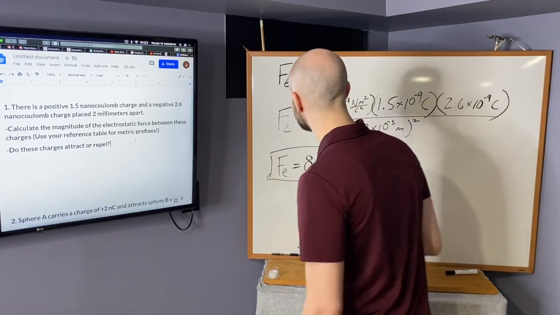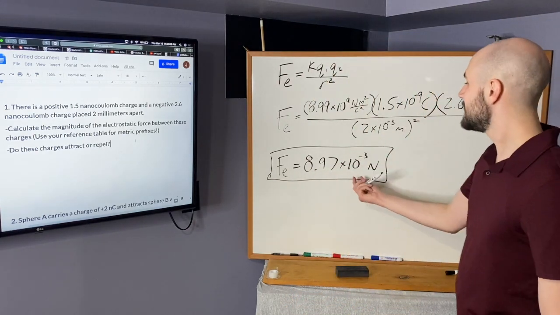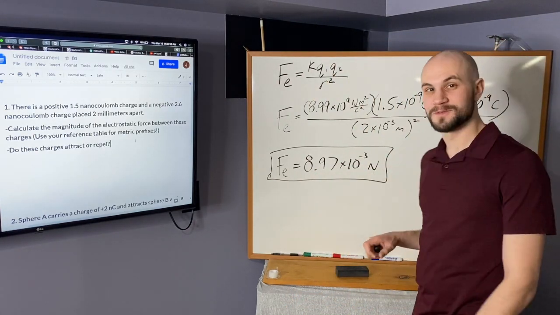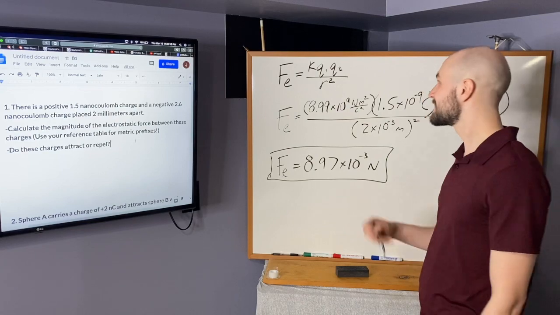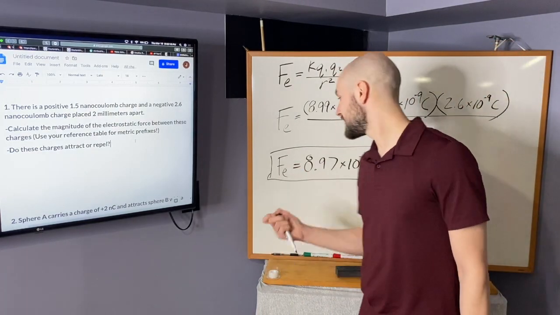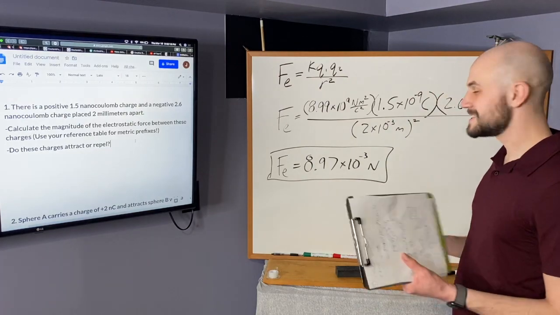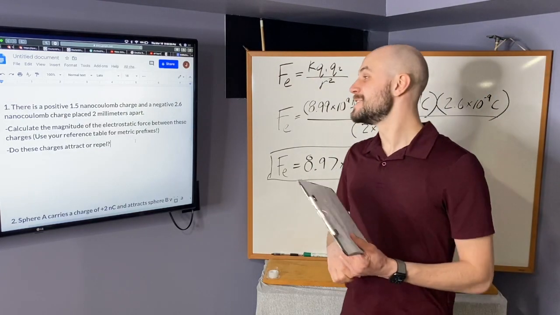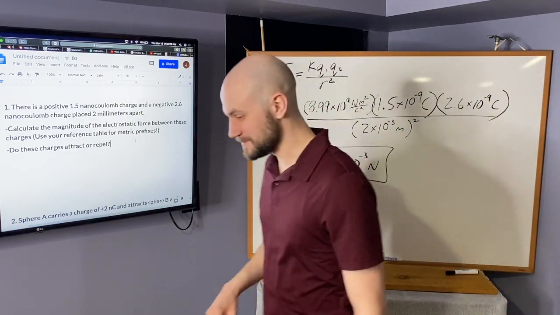You can keep things in scientific notation reporting your answer. This is technically 8 millinewtons, 10 to the minus 3rd. So that's your answer for number 1. Plugging in what we know, carefully calculating it out, we get a force of 8.97 times 10 to the minus 3rd newtons. That's question number 1.